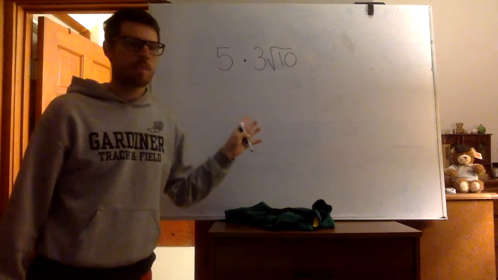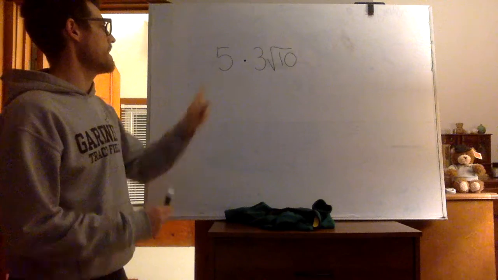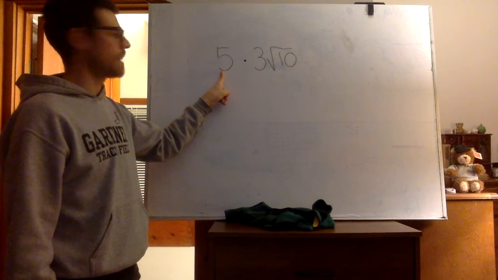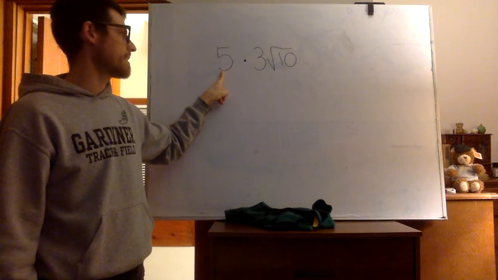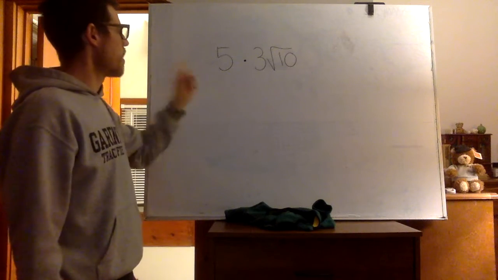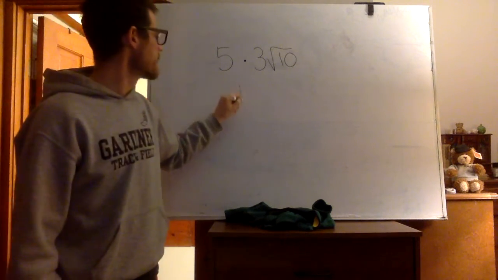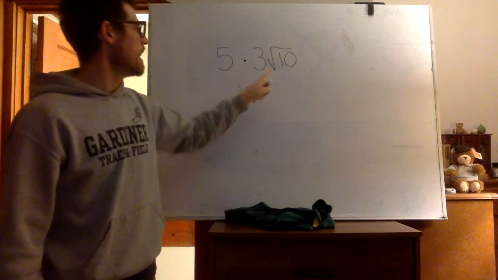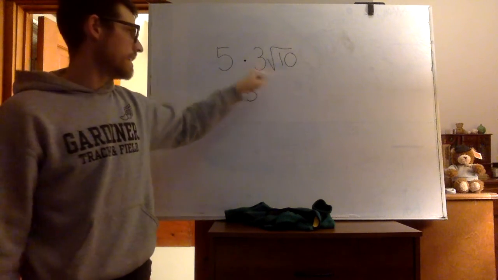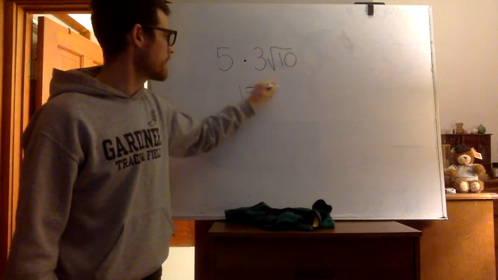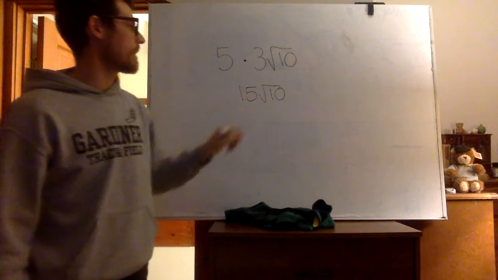If I'm doing this problem, I'm going to say, well, I have this number by itself. I'm going to treat that as an outside number. So I'm going to do 5 times 3 because they're both just numbers. That's going to give me 15. And then the radical 10 didn't have any other radical component to combine with, so it just stays as radical 10.